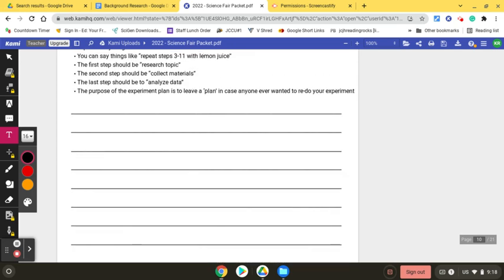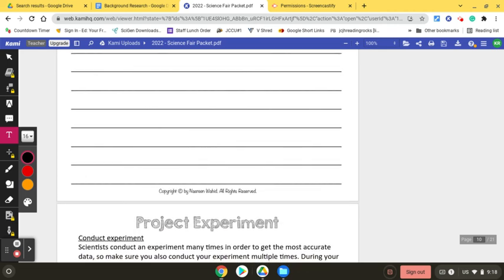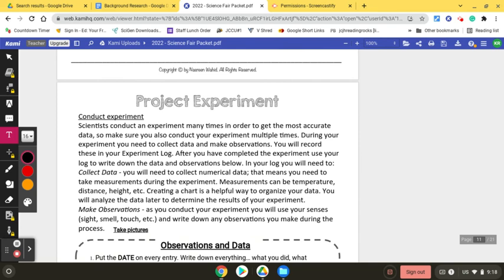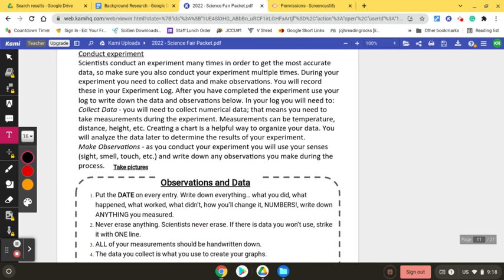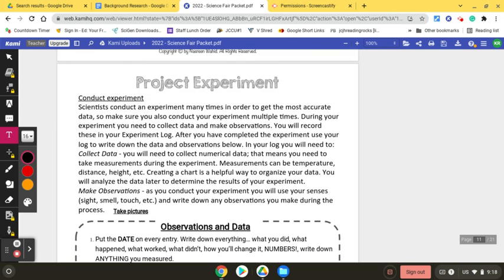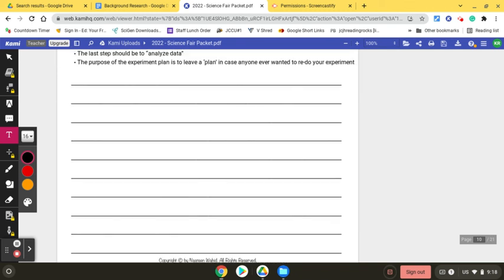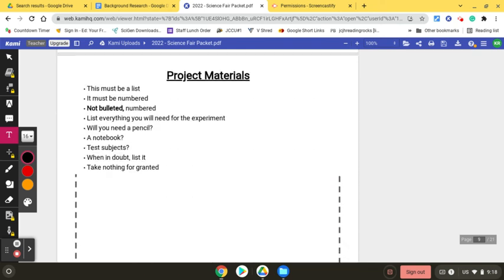Obviously, this is not a lot of room. So get some notebook paper and write out your steps of how you're going to conduct your own experiments. When we're done with that, and your research paper is done, I am hoping by February 1st, we are actually going to start our experiment. So you are going to write your procedures down of how you're going to test people or how you're going to start your experiment. And then we're writing our project materials down.